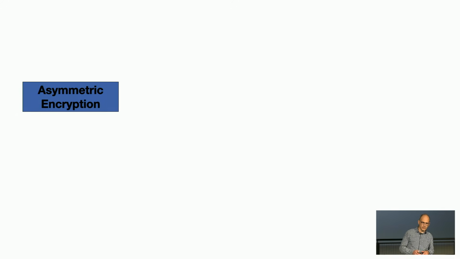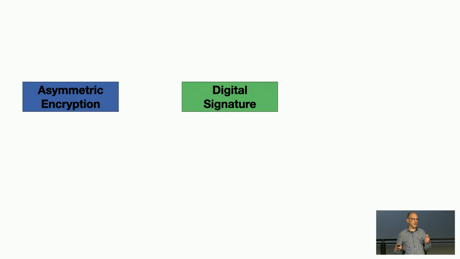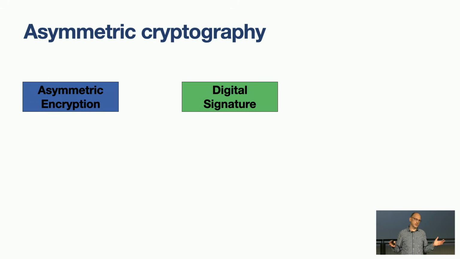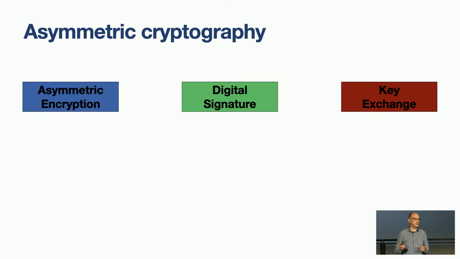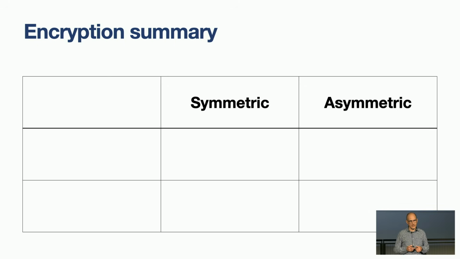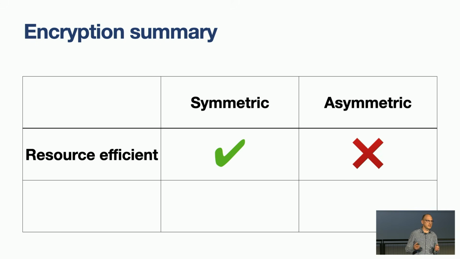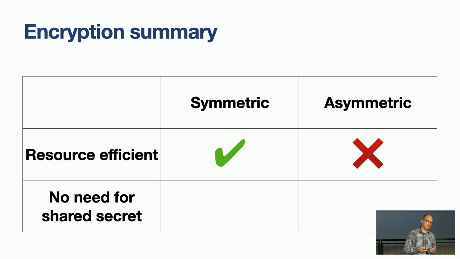So we talked about asymmetric encryption and digital signature, which are related, using a pair of keys. This is, in fact, a more general asymmetric cryptography field. And there is a third thing that is very useful, which is key exchange. Because we saw that symmetric encryption is resource efficient, but there is a bit of an issue because we need to share the secret. And so can we get the best of both worlds?